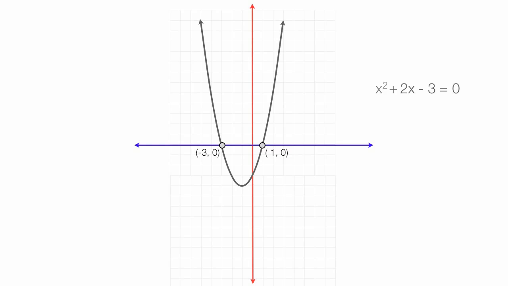Remember, when you solve a quadratic equation, what you're doing is saying, where does this parabola cross the x-axis? If I graph the original equation, which is 3x squared plus 6x minus 9, it has the same solution. It crosses the x-axis at the same spot as x squared plus 2x minus 3.